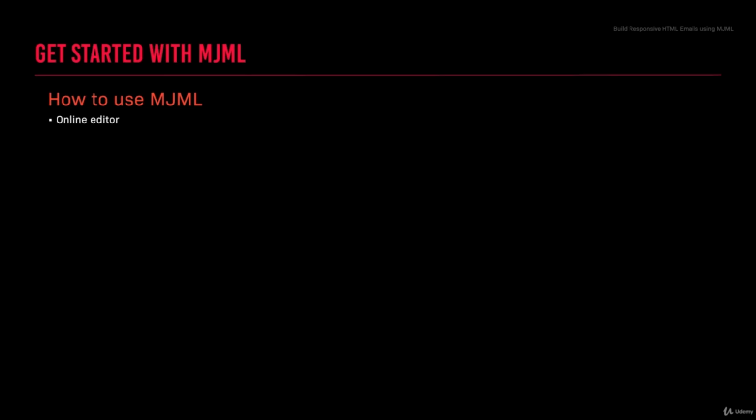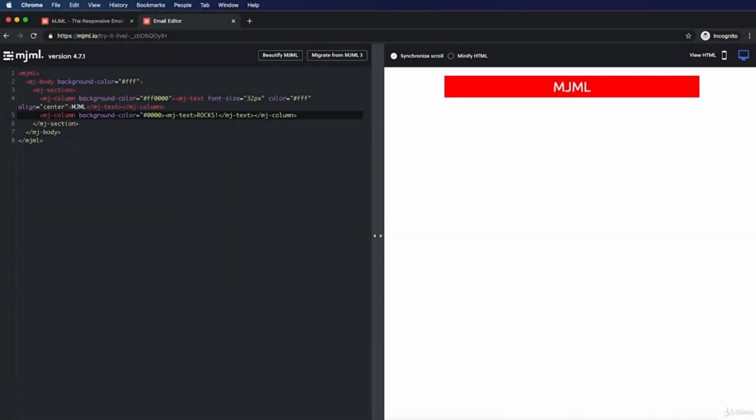So let's go over ways on how we can use MJML. As covered in the first section, the easiest way to get started is by using the online editor. This allows you to build a responsive email in your web browser. And all you have to do is visit mjml.io and then select Try it live.